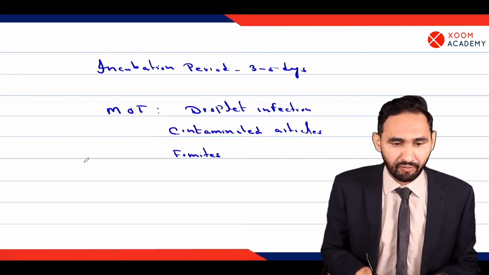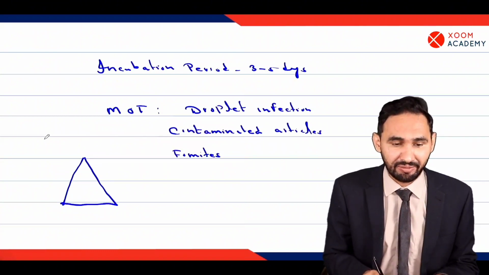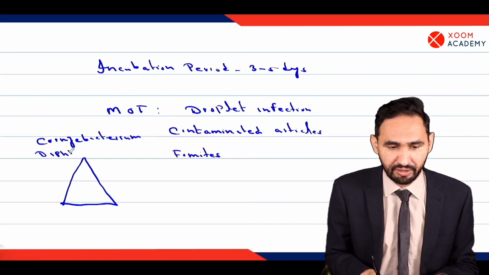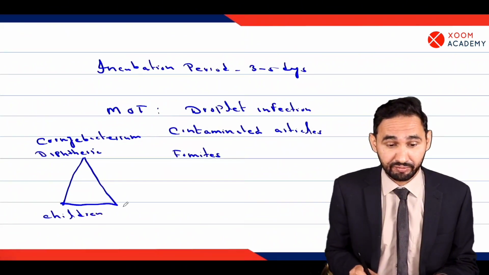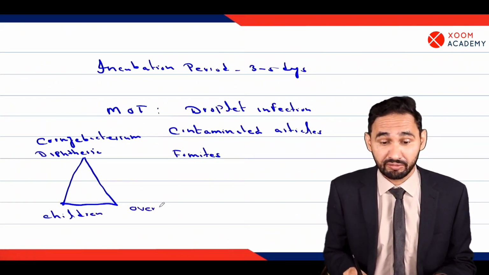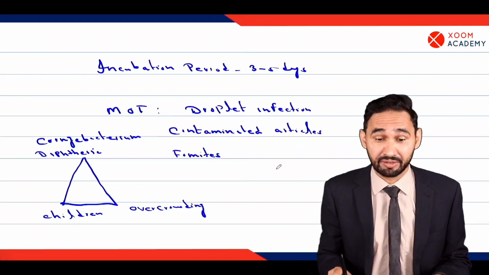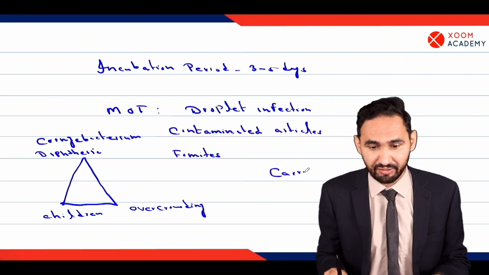So, what will be the epidemiological triad of diphtheria? As it is a bacterial disease, it is caused by Corynebacterium diphtheriae. Our causative agent is Corynebacterium diphtheriae. Host, children. Predominantly, it spreads in children. Environment, overcrowding. Plus, it spreads through carriers. You must remember this. It is a common university question that diphtheria spreads through carriers.